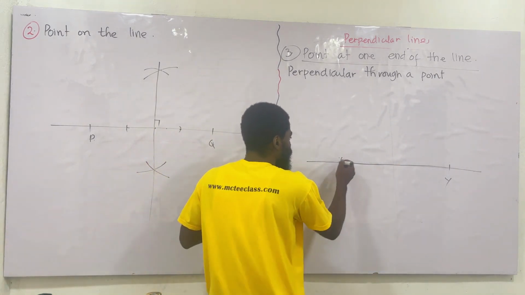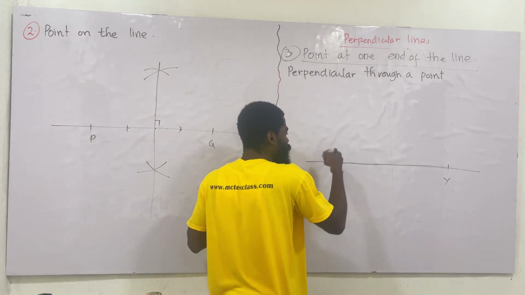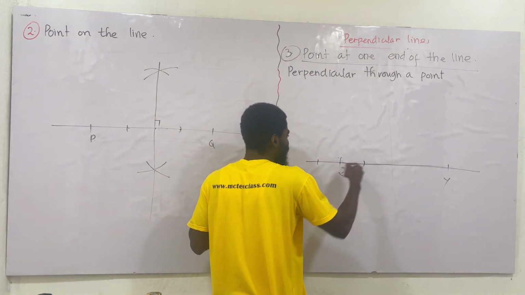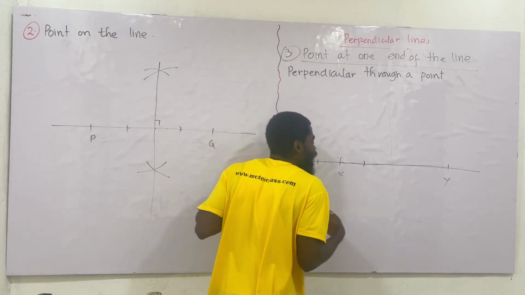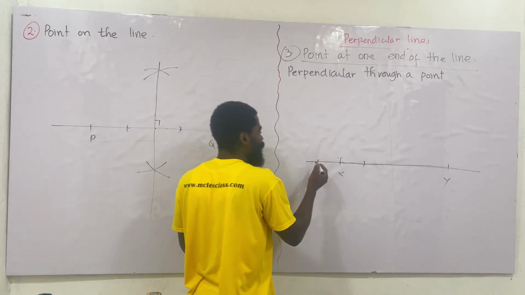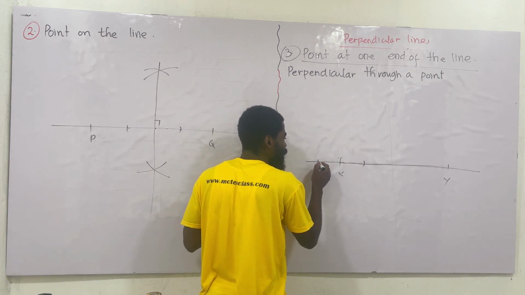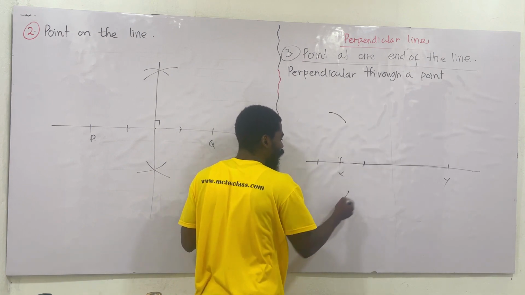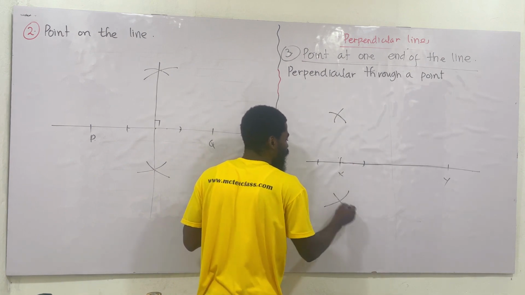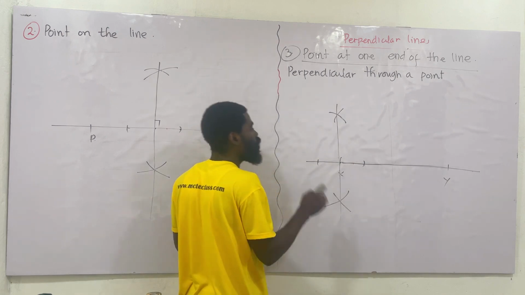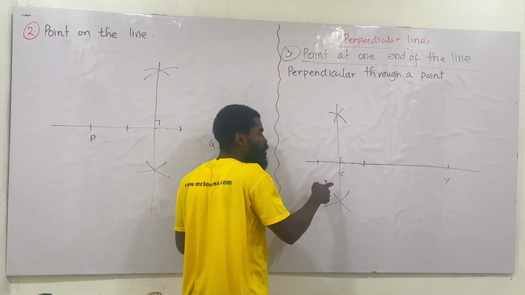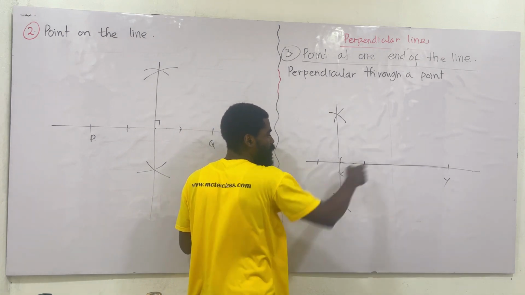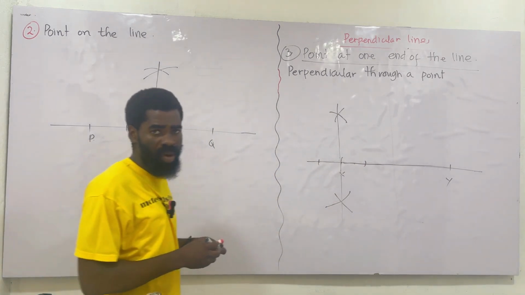So if it's through X, then I'll stand at X, open to a convenient radius, an arc and an arc. Very easy. Then I bisect that distance that I have drawn. So I stand here, more than half, arc above, arc below, arc above, arc below. And I draw through. This is when the question tells me to construct perpendicular through a point. What point am I doing here? X. If it's Y, then I'll do that one there. I hope you understand this.